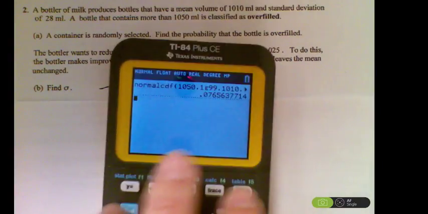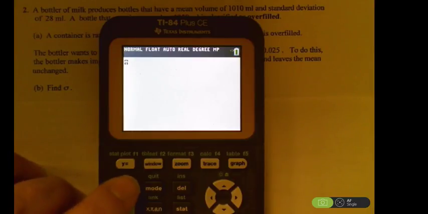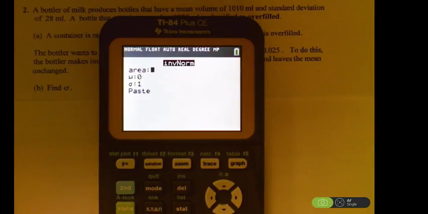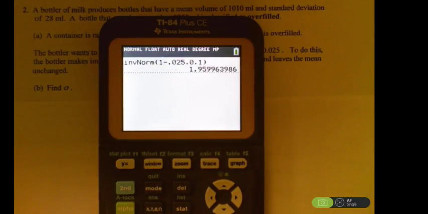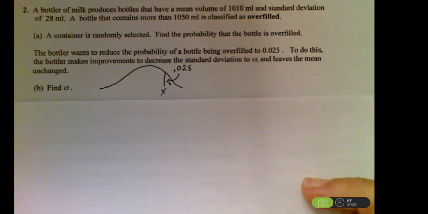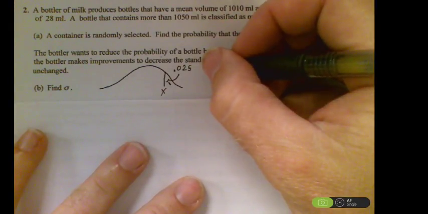So I'm going to calculate the z-score for this one using our standard normal information. If I go into distribution and go to inverse normal, in this case the area to the right was 2.5%, so I want the area to the left. That's what I'm going to put in there for my area. There's our z-score of 1.96-ish, so now we can calculate our new standard deviation.